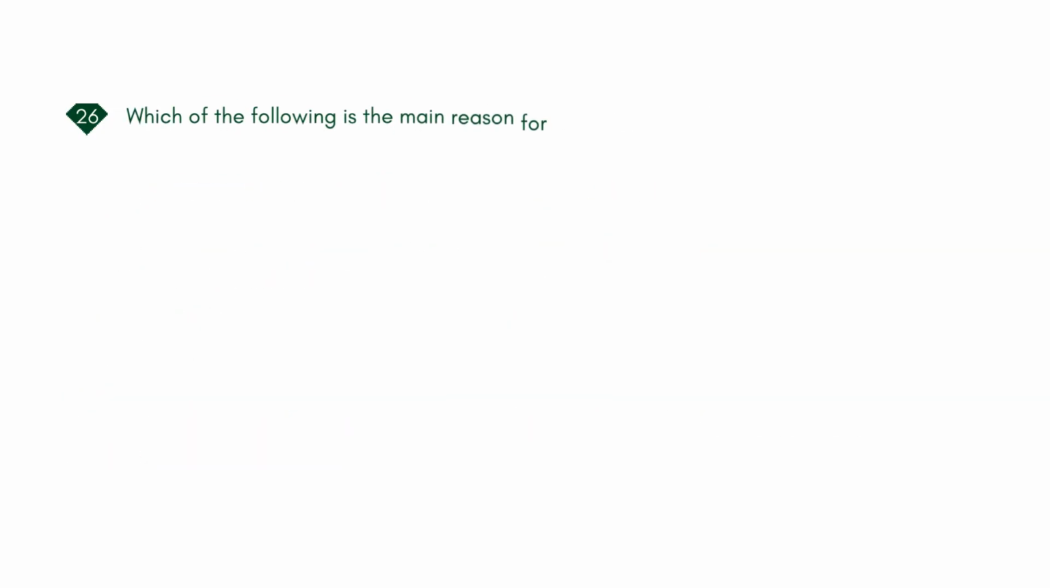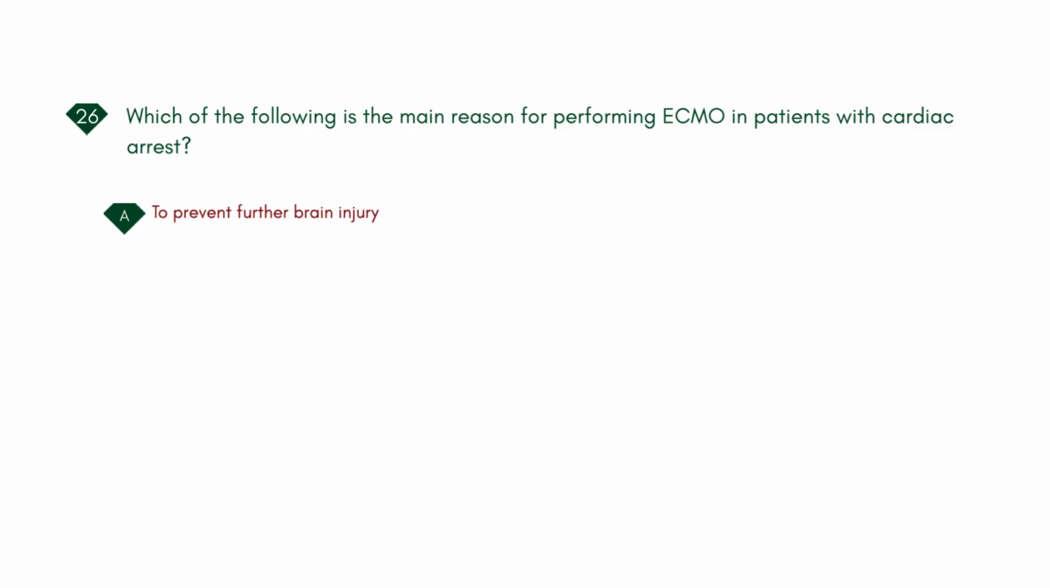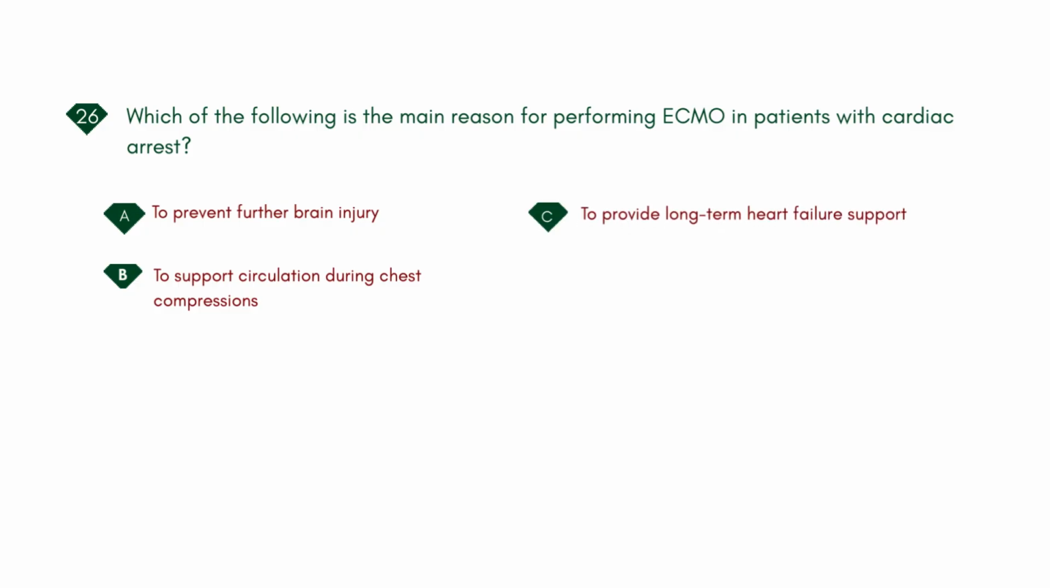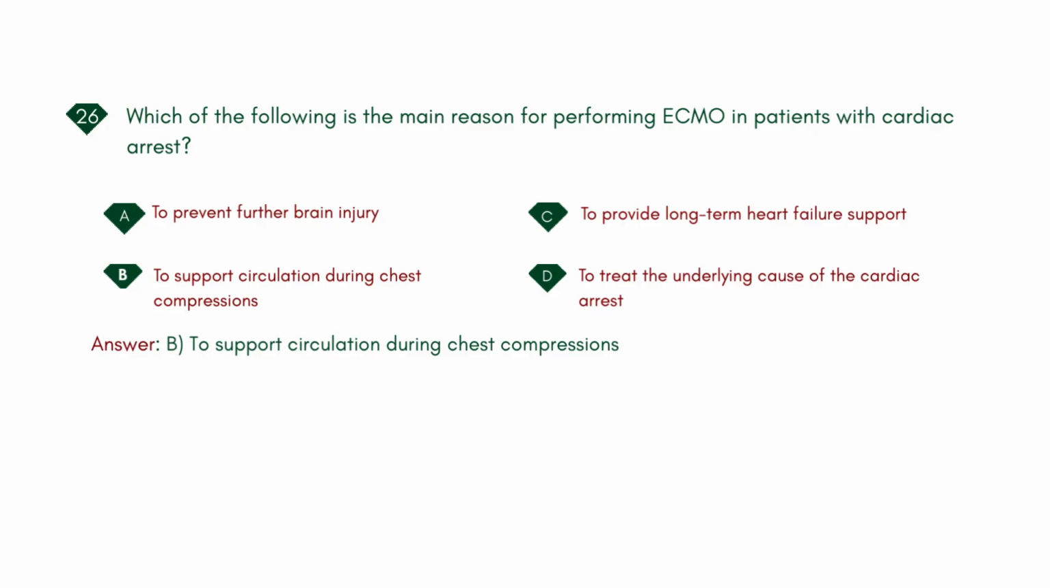Which of the following is the main reason for performing ECMO in patients with cardiac arrest? A. To prevent further brain injury. B. To support circulation during chest compressions. C. To provide long-term heart failure support. D. To treat the underlying cause of the cardiac arrest. Answer: B. To support circulation during chest compressions.